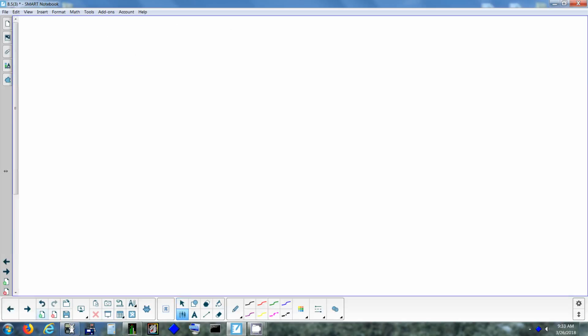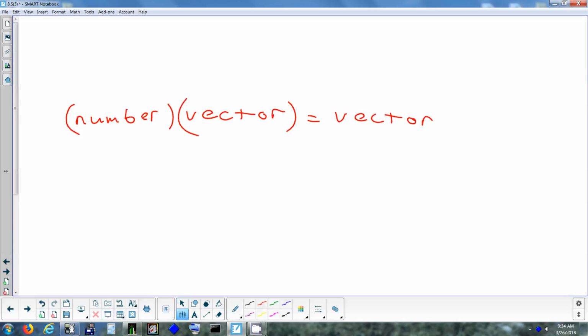And if you're thinking, well, didn't we do that when we did a scalar? We did a number times a vector. And the answer was a vector. It just scales a vector. What we're going to look at in this section is a vector times a vector. So how do you multiply two vectors together? And when you do that, what do you get for an answer?